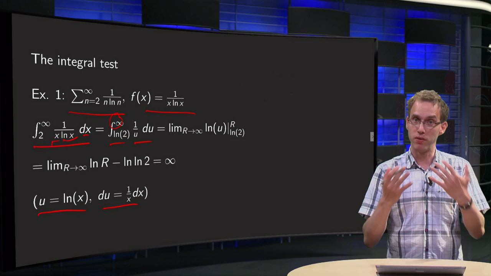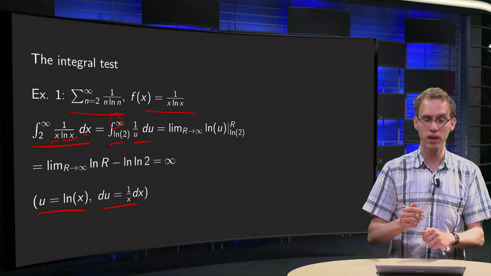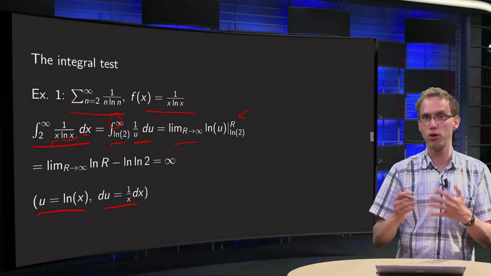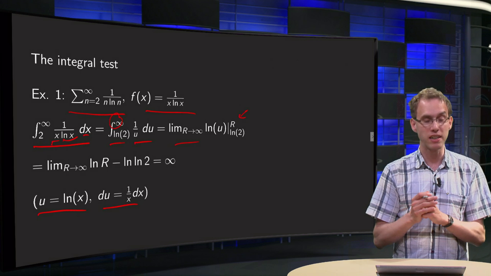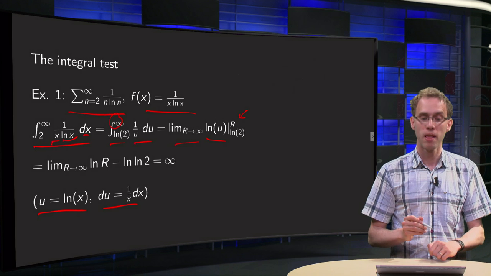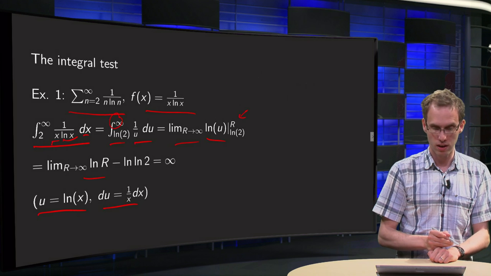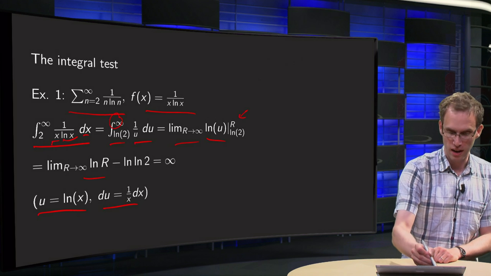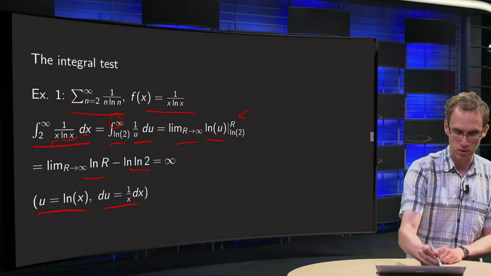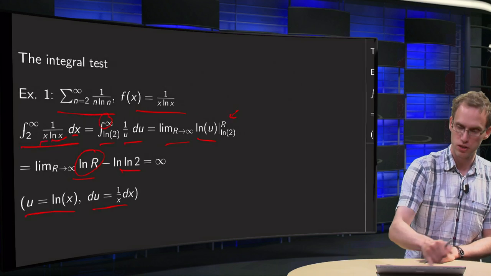So now we have a different integral. This one is standard. We can write down the antiderivative straight away. We get the limit r to infinity with upper boundary r, of course, because we have an improper integral. The antiderivative of 1 over u equals ln of u. Plug in the boundaries, we get the ln of r minus the ln of 2, which is some number. That doesn't matter because this part blows up. So our integral diverges, and so does the series.